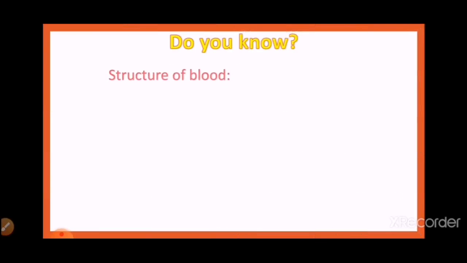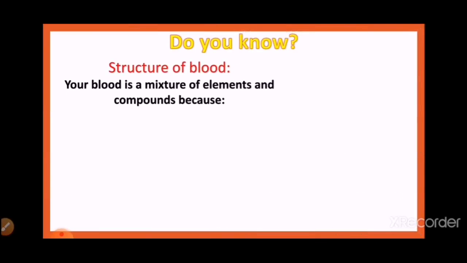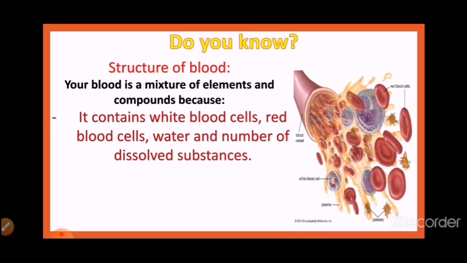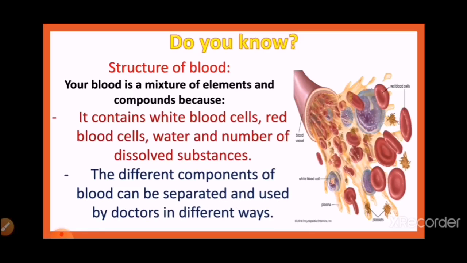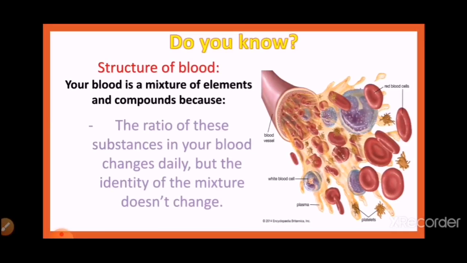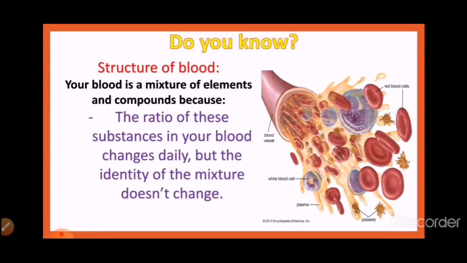Filtration process. Do you know the structure of blood? Your blood is a mixture of elements and compounds because it contains white blood cells, red blood cells, water, and a number of dissolved substances. The different components of blood can be separated and used by doctors in different ways. The ratio of these substances in your blood changes daily, but the identity of the mixture doesn't change.